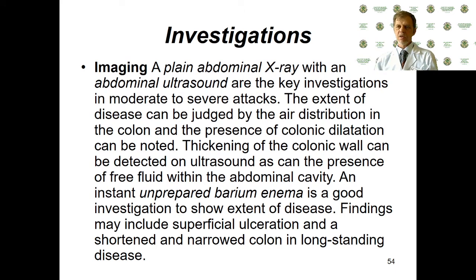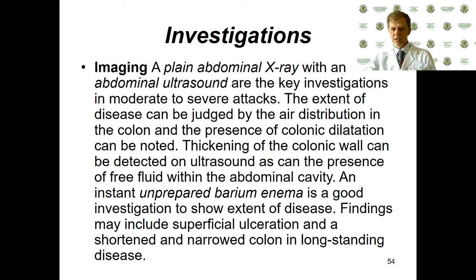Imaging, how to investigate and detect ulcerative colitis. A plain abdominal X-ray and abdominal ultrasound are the key investigations in moderate to severe attacks. The extent of disease can be judged by the air distribution in the colon, and the presence of colonic dilatation can be noted. Thickening of the colonic wall can be detected on ultrasound, as can the presence of free liquid within the abdominal cavity.